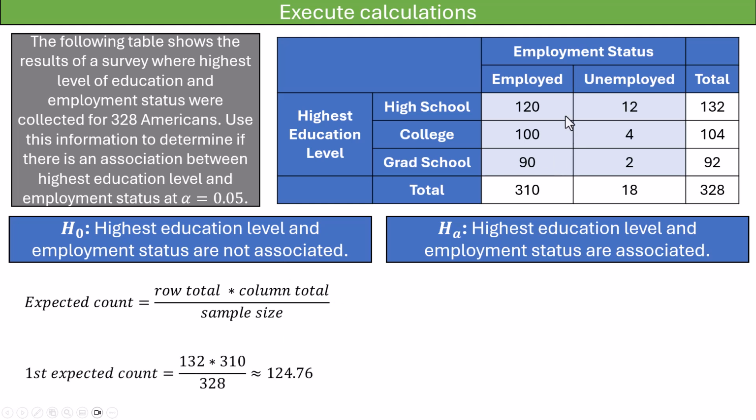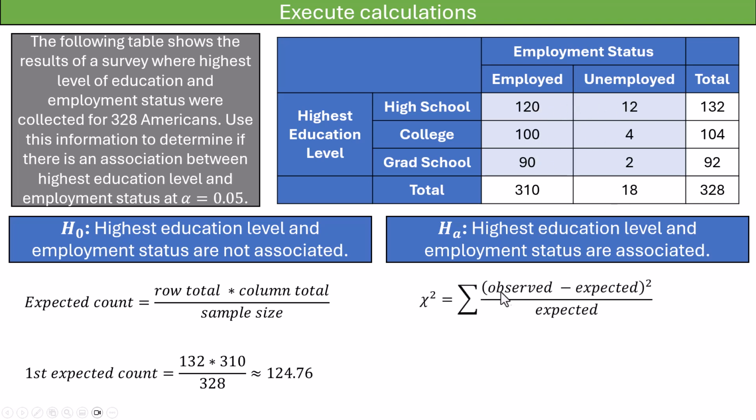So for example, the first expected cell count for this cell right here would take the row total, which is 132, multiply by the column total, which is 310, and then divide by the grand total of 328. And we would get about 124.76. Really what that number means is if highest education level and employment status were not associated, we would expect about 125 individuals to be in high school and employed, or have a high school education and be employed, which is not too far off from the actual value that we have observed. So you would have to do that for all 6 of these different numbers.